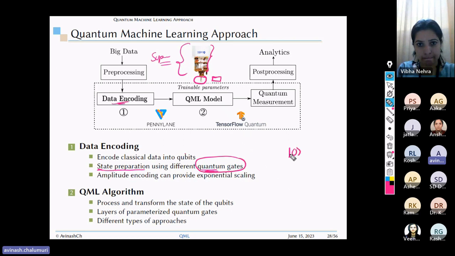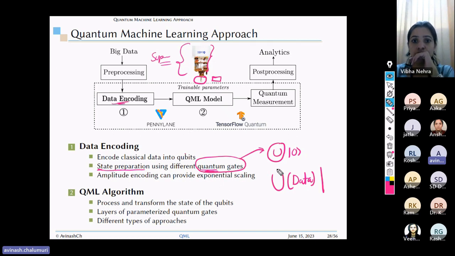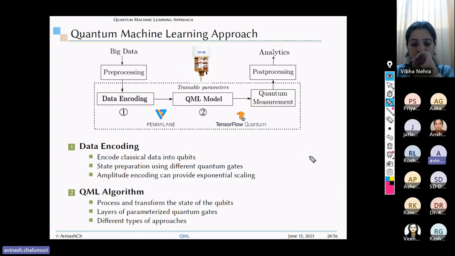So this is the initial state, and this can be considered as your quantum gate, which consists of data. Say this unitary will have some information about data, and together they will modify a particular quantum state. Amplitude embedding is one of the basic encoding schemes which provides exponential scaling. We'll see how it provides exponential scaling. I used that in one of my research articles.